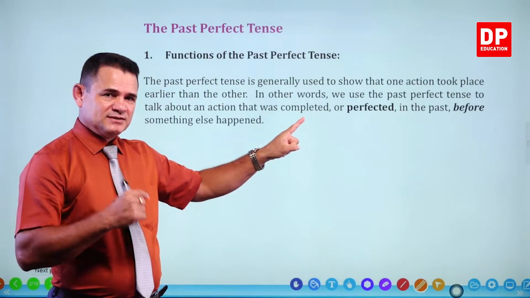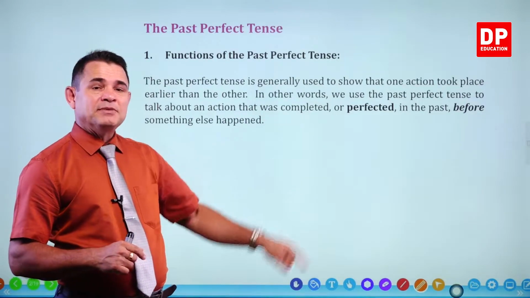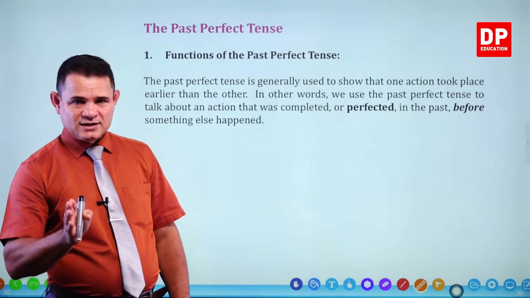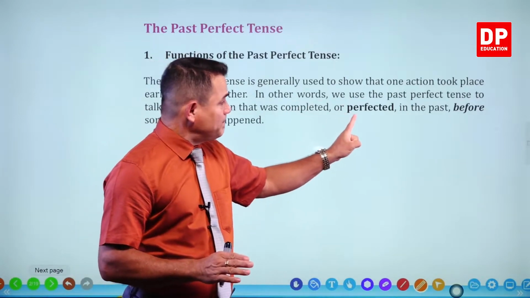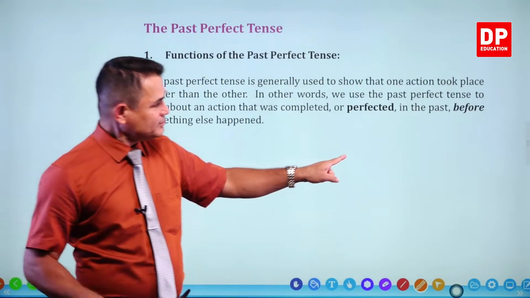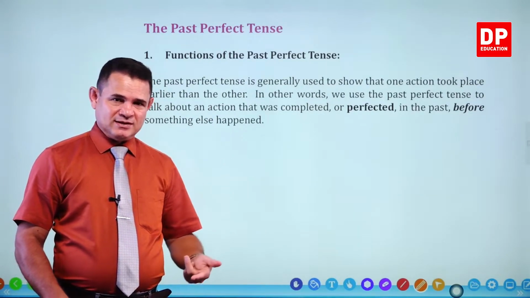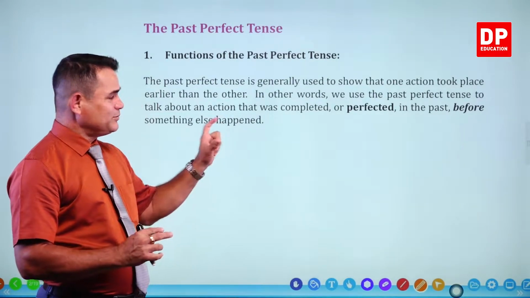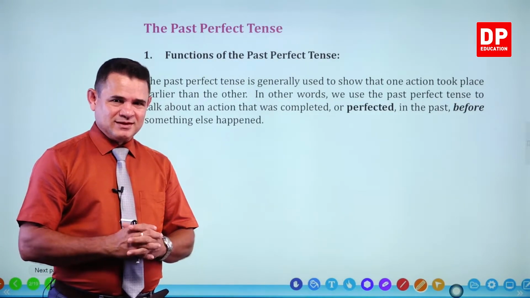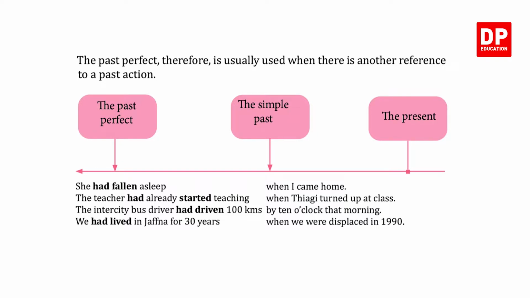අපි past perfect tense එක පාවිච්චි කරනවා to talk about an action that was completed. An action that was completed. සම්පූර්ණ කරන ලද ක්‍රියාවක් ගැන කියන්න or perfected in the past. අතීතේ ඉවර වෙච්ච දෙයක්, before something else happened. වෙන දෙයක් වෙන්න කලින් සිදු වුණා කියන එක. So then you could get an idea about past perfect tense. past perfect කියන පොඩි අදහසක් ආවා. ඒත් මදි වගේ. Let's go into detail. අපි තවදුරටත් ඒක විස්තර කතා කරමු.